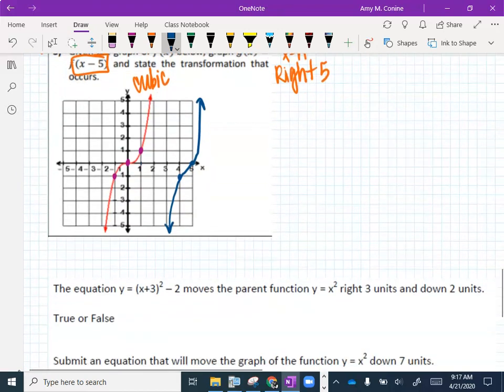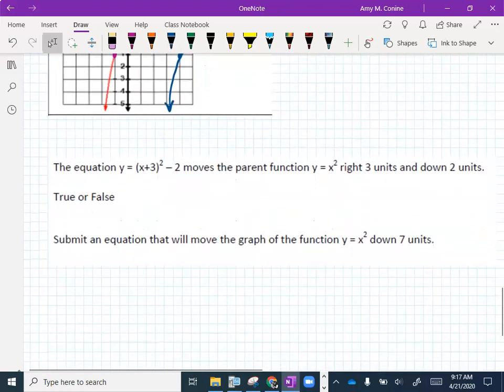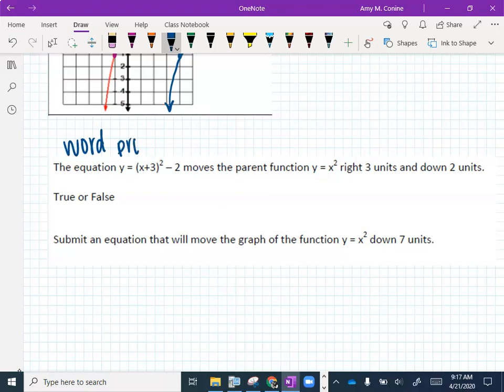Okay, so now I wanted to bring back our quadratics real quick. So we have a word problem here. The equation that we're given is y equals x plus 3, the whole thing squared, and then minus 2. And it moves from the parent function right 3 units and down 2 units. Is this true or false? Based off what we know, does this equation move right 3, which is h, and move down 2, which is k? You need to decide if it's true or false.